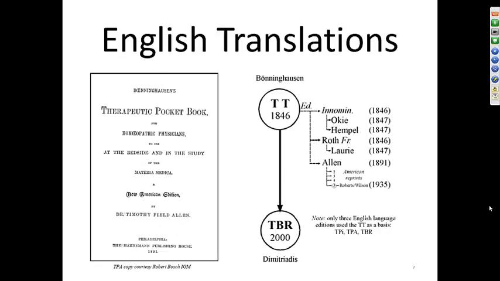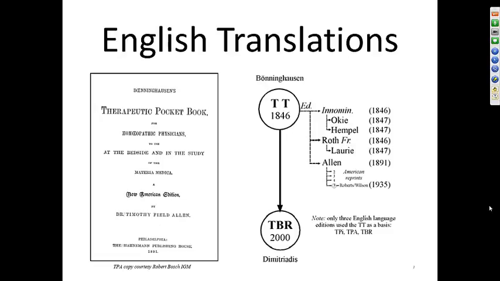There are other English translations of the Therapeutic Pocketbook. There's the 1846 Innominate translation. We call it Innominate because no one is for sure who actually translated it. It was released the same year as the Therapeutic Pocketbook. Some people believe that it was Johann Ernst Stapf, but we don't know for sure. There's the Okie and then the Hempel translation. These all have serious problems with them. There's the Lauri translation in French.